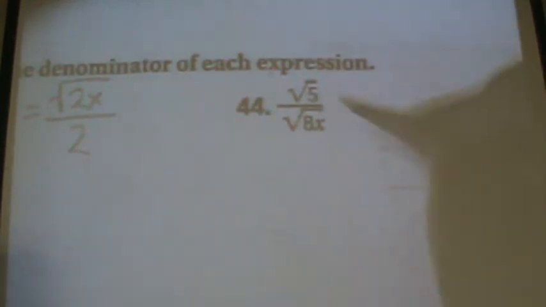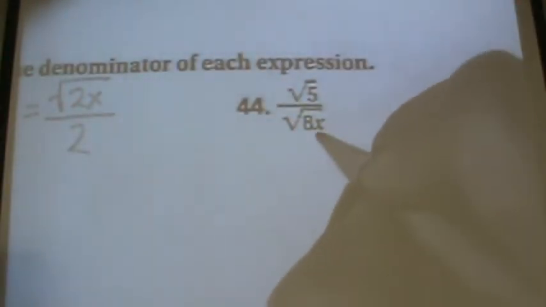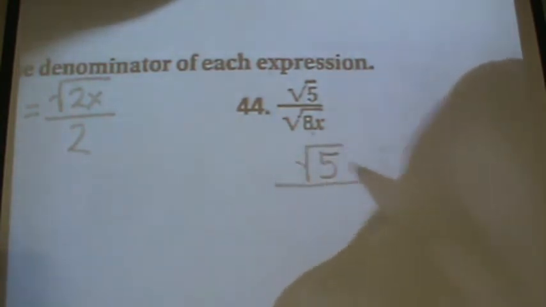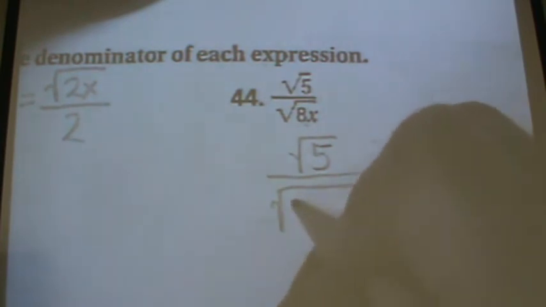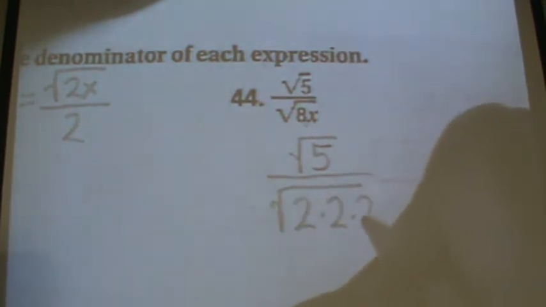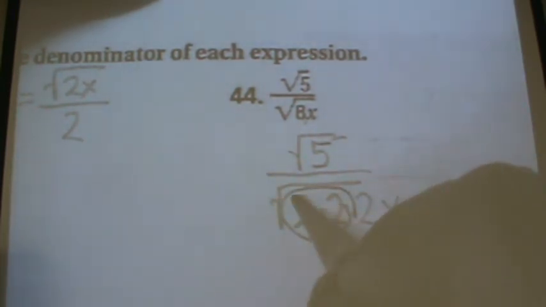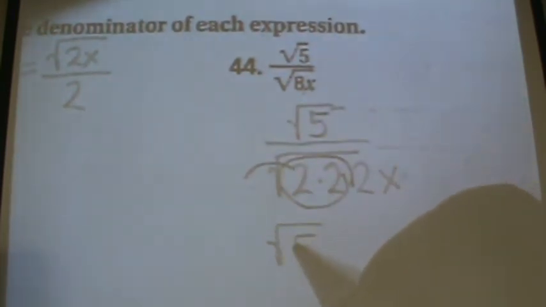44. Before we rationalize, do you see anything that can come out? What is 8? 8 consists of three 2's and an x. So this 2 comes out. So you have root 5 over 2 root 2x.